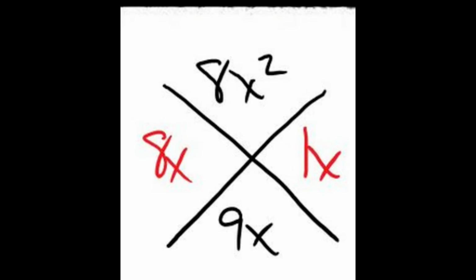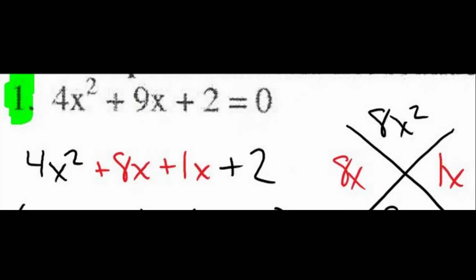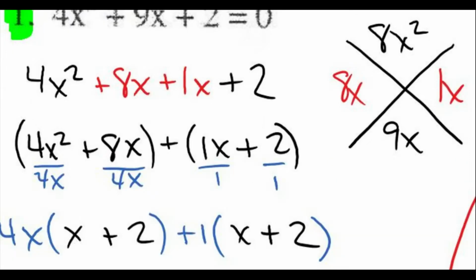Then we think of 2 things that multiply to make an 8 that add up to a 9. Well, that's 8 and 1, and that's what I have here in red. I replace the 9x in the middle with the 8x and the 1x, and it doesn't matter which order you plug them in. I could have had 1x first and then the 8x, but either way is fine. So then I put parentheses around the first 2 things and the second 2 things, and I factor out what's common. For the first one, 4x is in both of those, so that's what I'm going to divide both of these by, and that goes out front.